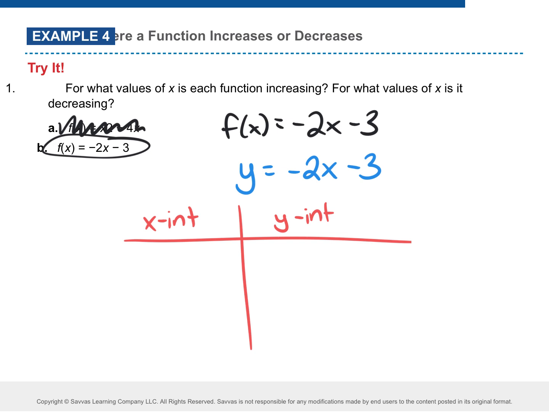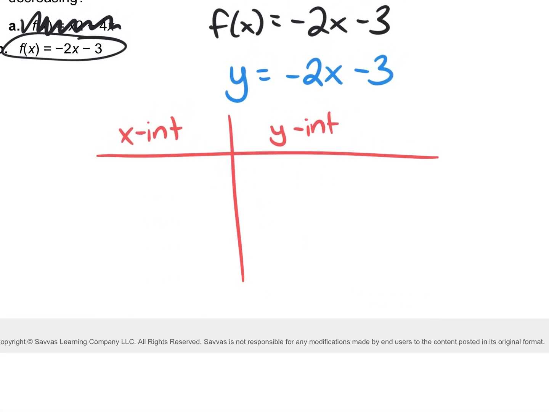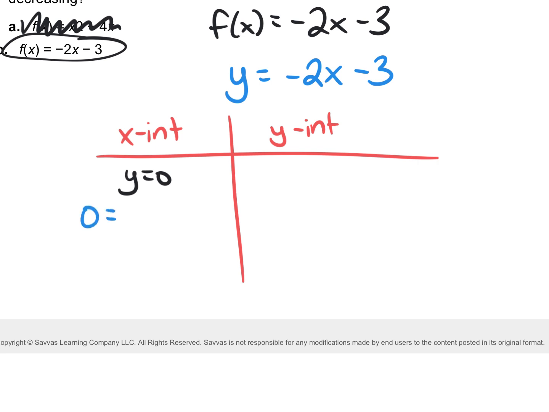All right, for x-intercepts, again, what are we doing here? Y equals 0. When I say y equals 0, what does that mean I go to right away? Make y 0, literally. So we have 0 equals what? Negative 2x minus 3. From here, what do I do? Yeah, we want to get x by itself, so we're going to add 3. So we have 3 equals negative 2x.